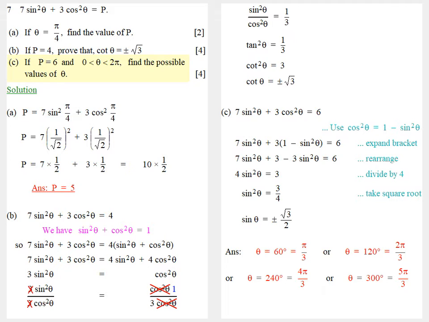Now if sine theta is minus root 3 over 2, we have theta is 240 degrees, or in radians 4 pi by 3, or theta is 300 degrees, and in radians that's 5 pi by 3.